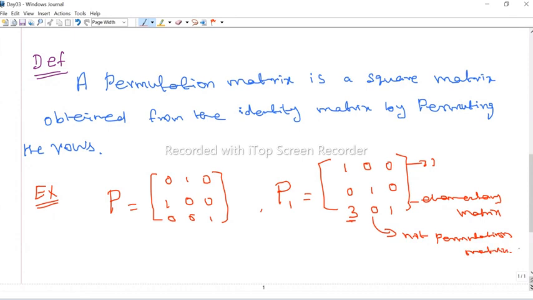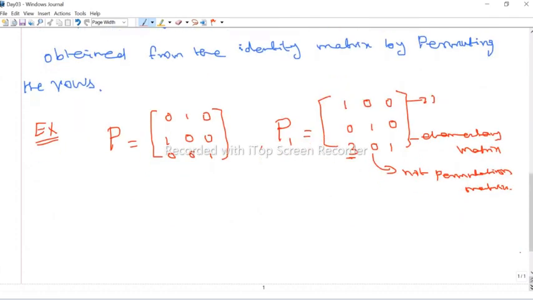So some elementary matrices are permutation matrices. Indeed, all permutation matrices are elementary matrices, because we apply the second kind of elementary row operation, right? So every permutation matrix is an elementary matrix, but an elementary matrix need not be a permutation matrix. This P1 is an example of that. Okay. Now, permutation matrices are also invertible matrices.